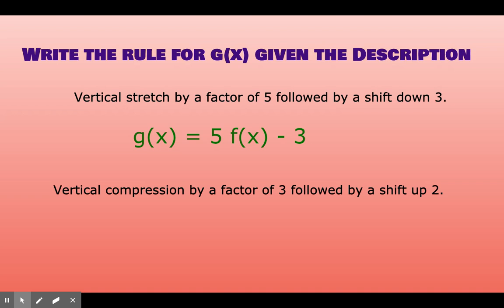Okay, last example here, I want a vertical compression by a factor of 3, followed by a shift up 2. So remember, if I'm compressing by 3, that means I should have a 1/3 in front of f of x, and then up 2 would be a plus 2. So your function should look like that. 1/3 f of x, that's going to compress it by 3, and then up 2 would be plus 2.